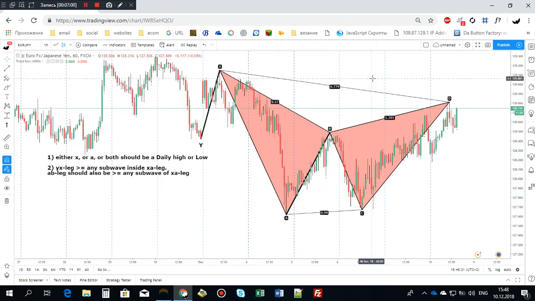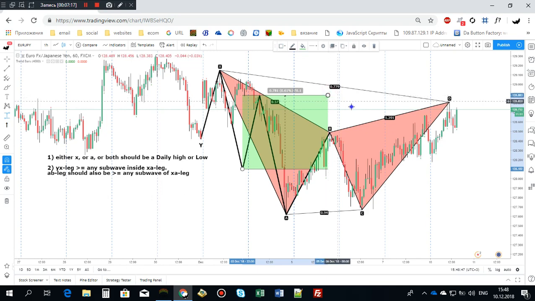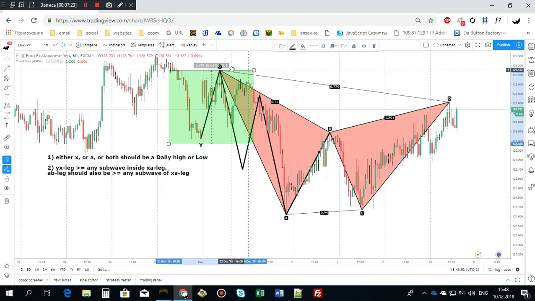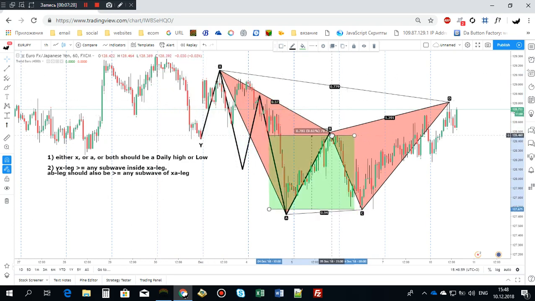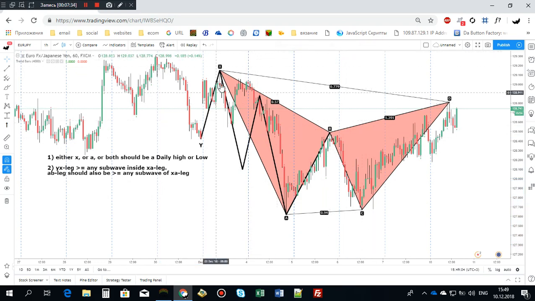Okay, many times I saw people drawing patterns this way, something of this kind. Having these huge subwaves breaks the second guideline, yes? So you see, it is greater than the prior movement, and it is, well, not greater than AB, but it is greater than the prior movement. So try to avoid those situations when you have these large subwaves inside of X to A.